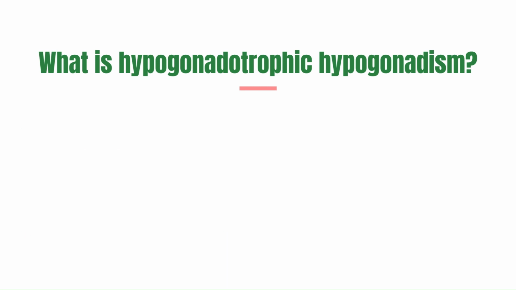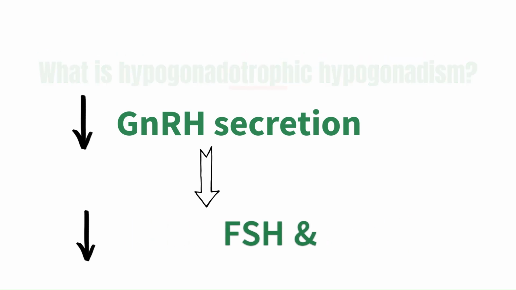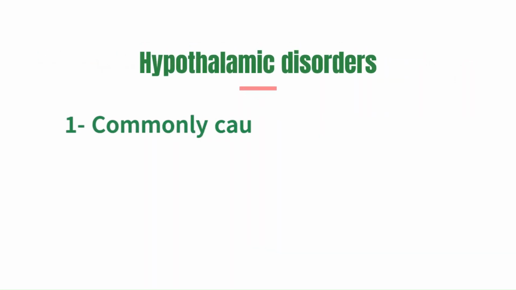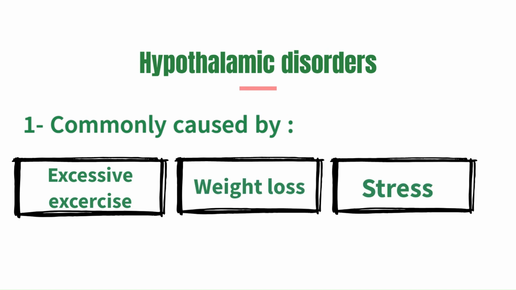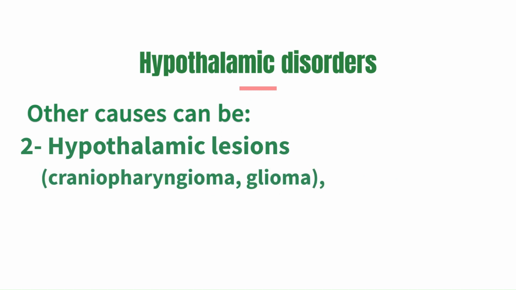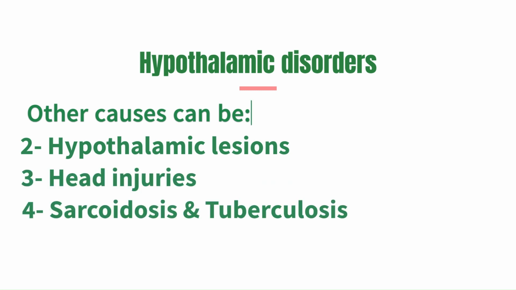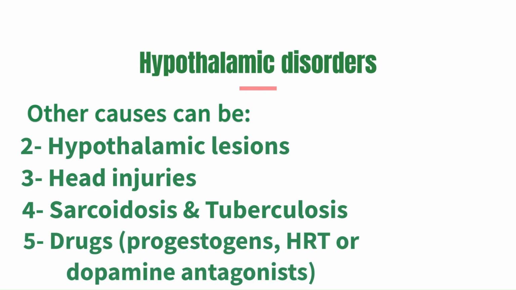So, what basically happens in hypogonadotropic hypogonadism? There is a decreased gonadotropin releasing hormone secretion, and therefore there is a decreased production of follicle stimulating hormone and luteinizing hormone. Hypothalamic disorders can be caused by excessive exercise, weight loss, and stress. Second, hypothalamic lesions like craniopharyngioma, glioma, which can compress hypothalamic tissue or block dopamine. Head injuries, sarcoidosis or tuberculosis, drugs like progesterones, hormone replacement therapy, or dopamine antagonists.